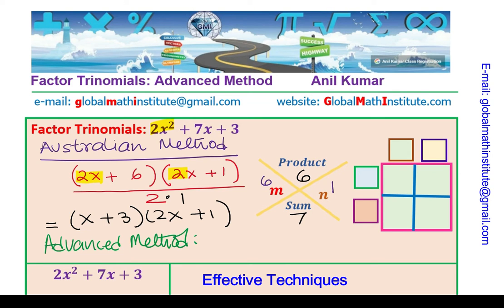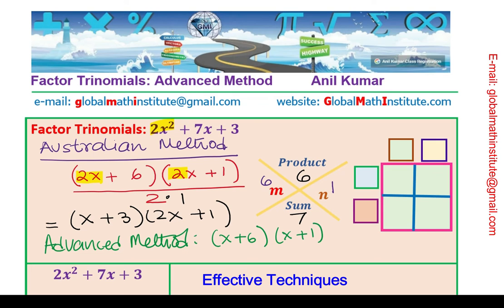In the advanced method, we do not write 2x plus 6. We just write x plus 6. The two factors were x plus 6 times x plus 1. However, you can see there was a 2 there. So what we do here is that we divide everything by 2. You get the idea. So we divide this by 2. Correct? So when you divide this by 2, let me rewrite this. So what you do here is that you divide this by 2.